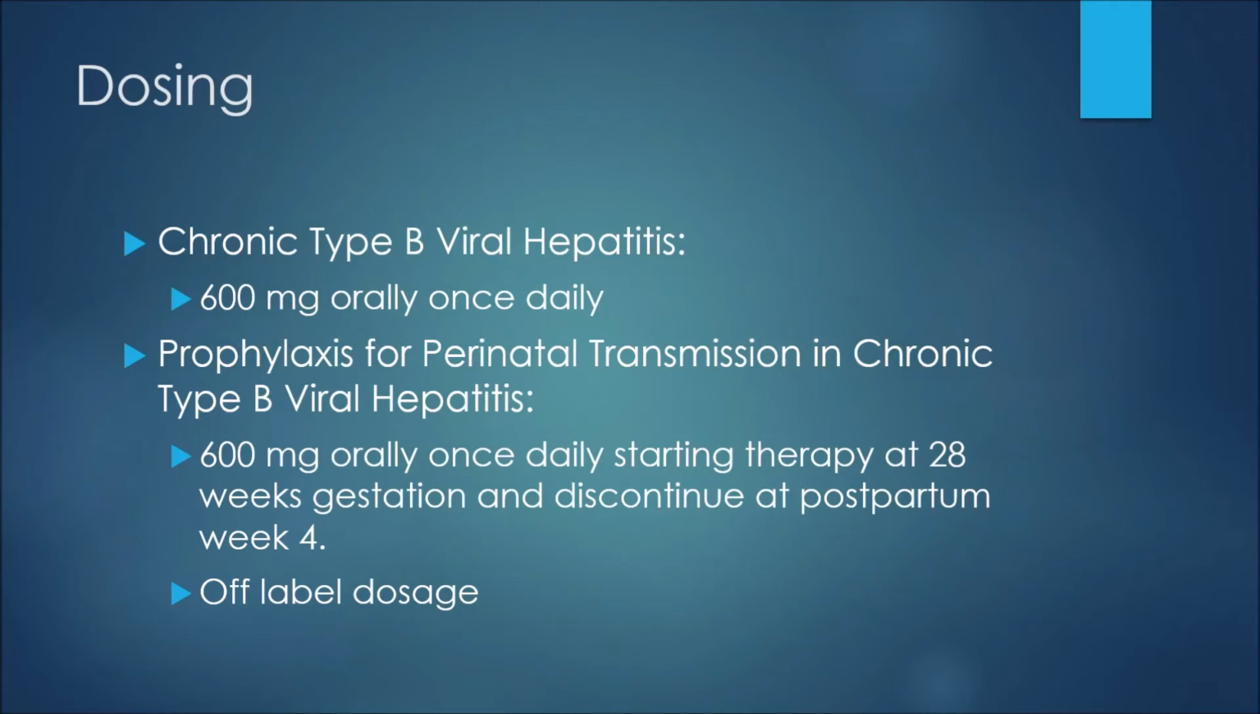Now for some examples of dosing with Telbivudine. So in the treatment of chronic type B viral hepatitis, we would typically see 600 milligrams orally once daily. Now in the off-label dosage for prophylaxis for perinatal transmission in chronic type B viral hepatitis, we would again see 600 milligrams orally once daily, but this time they would start the medication at 28 weeks gestation and discontinue at postpartum week 4. Again, like I said, this is an off-label indication.